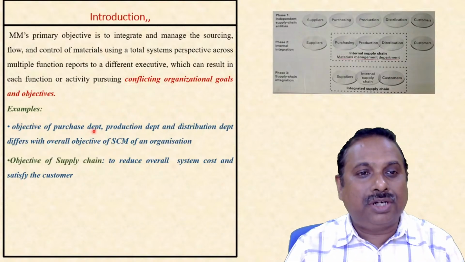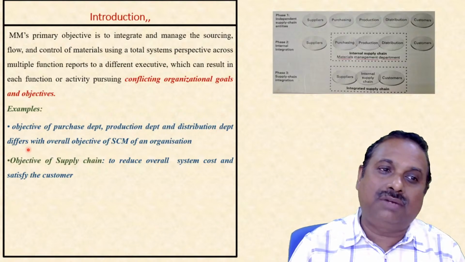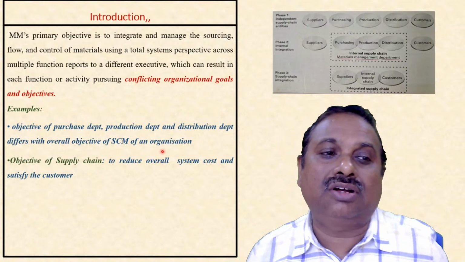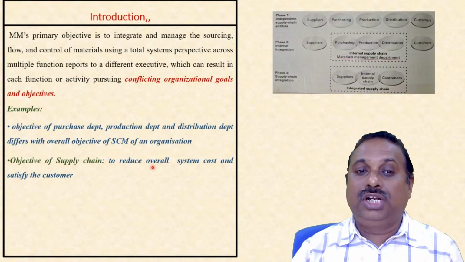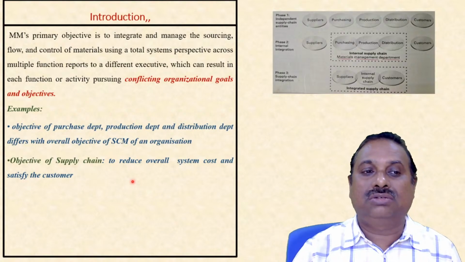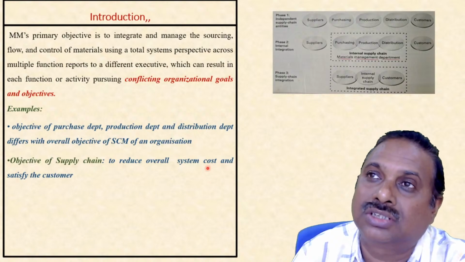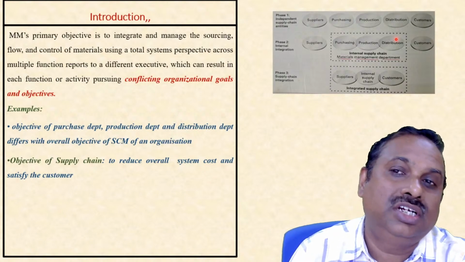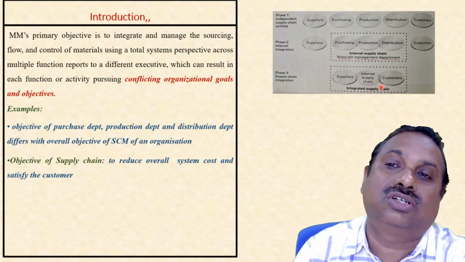So the objectives of the purchase department, production department and distribution department differ from the overall objective of supply chain management of an organization. So what is the objective of supply chain? To reduce overall system cost and satisfy the customer. This is important, to reduce the overall system cost. It is not only to reduce the distribution cost. It is to reduce the overall cost.